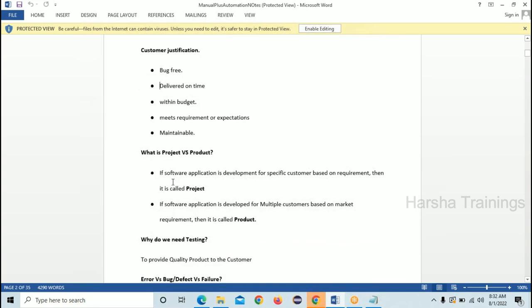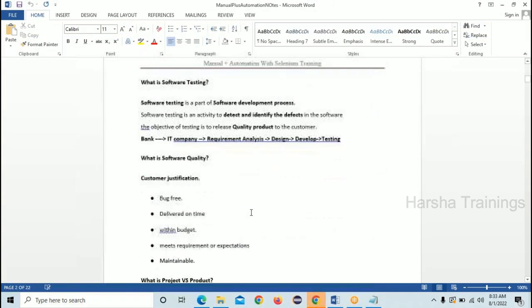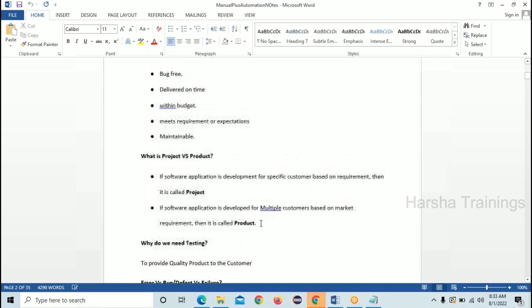Let's see the definition. Project is a software application developed for a specific customer based on the requirements, like Zomato. This is called project. Product is a software application developed for multiple customers based on the market requirements. Multiple customers, nothing but here, what can we say as an example? What is the example for this? Teams, GoToMeeting, Zoom. All these things come under the product.